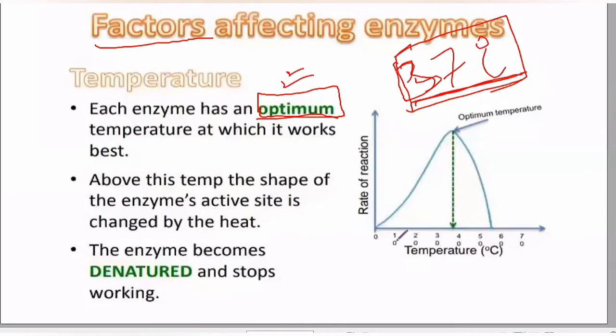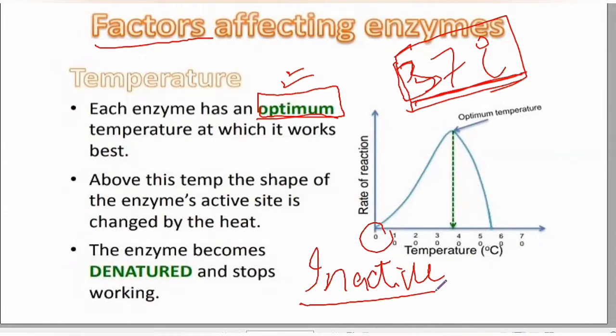Now we are going to see how this temperature actually affects the activity of the enzyme. At low temperature, here you can see at 0 or at low temperature, the enzyme is inactive. Inactive means that it is not active, or it is not actually converting the reactants into the products. But if we increase the temperature, it will become active, right? As here you can see in the graph, we are increasing the temperature.